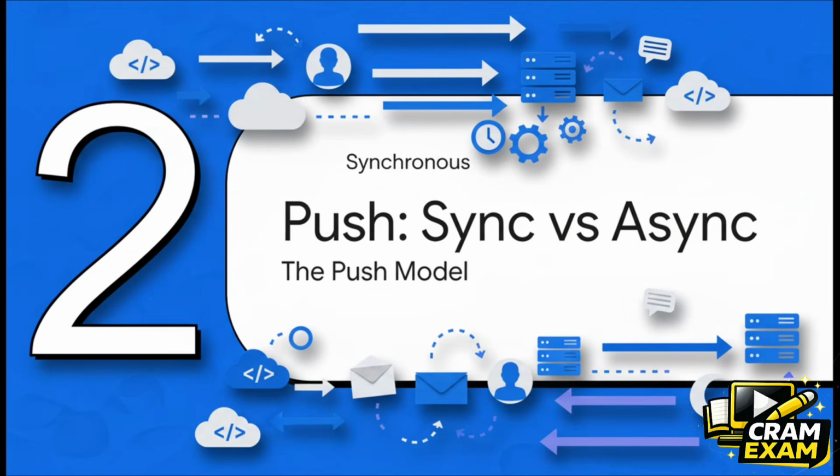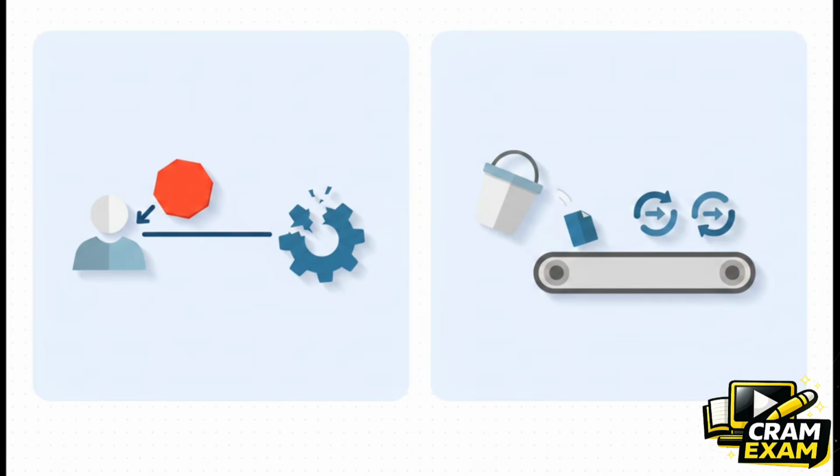Section 2, push, sync versus async. Let's break down the push model first because it's incredibly common. This actually splits into 2 very distinct types, synchronous and asynchronous. Let's start with synchronous push. In this scenario, a service, like API Gateway, calls your Lambda function and waits. It literally holds the connection open. Your function runs, processes the data, and hands the response directly back to the caller.